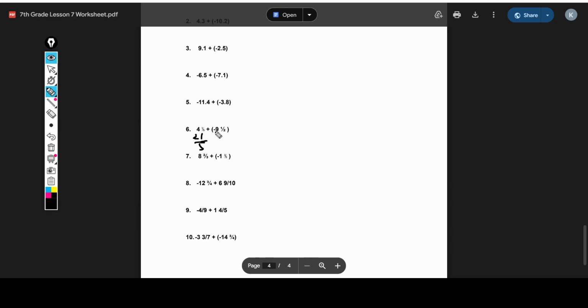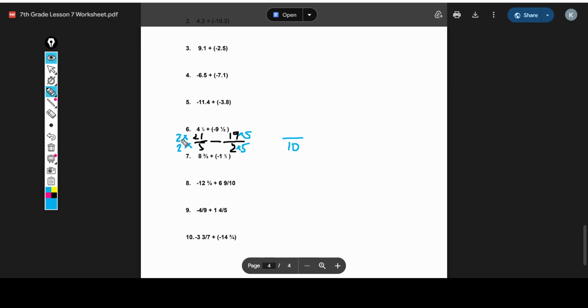Next we have plus negative 9 and 1/2. So I'll change that to a negative, and then 9 and 1/2. 9 is 18 halves, so that's 18 plus 1/2, which is 19 halves. So now I have 21 over 5 minus 19 over 2, and now we want to find a common denominator. So I'm going to multiply this fraction, the top and the bottom, by 2, so the bottom becomes 10. And then I'm going to multiply this by 5, the top and the bottom, the numerator and the denominator. I said that in the reversed order, but it's okay.